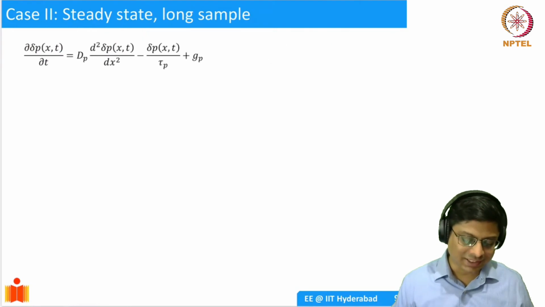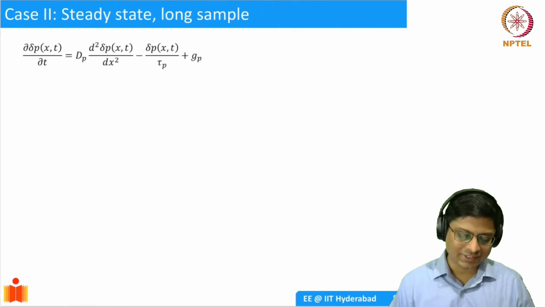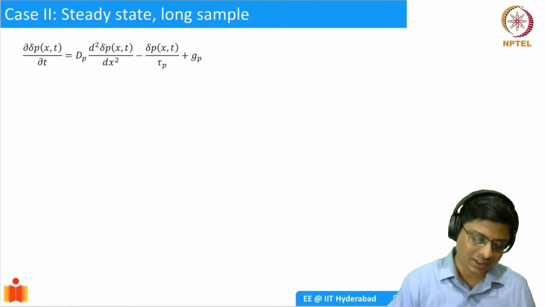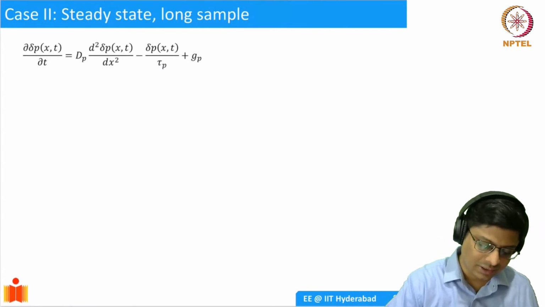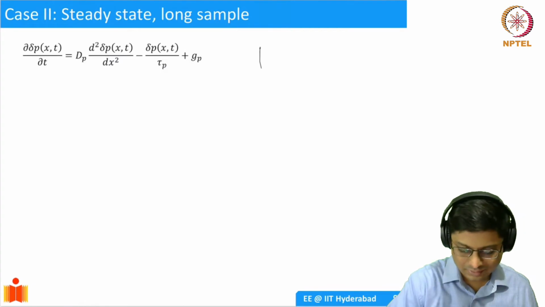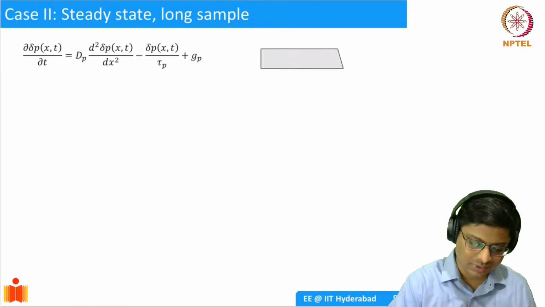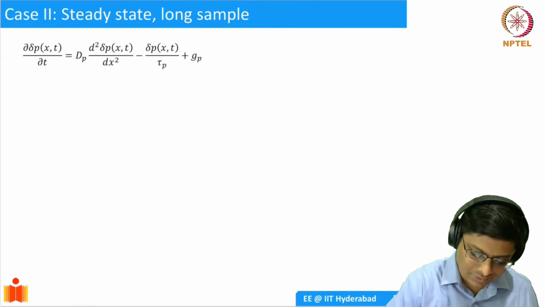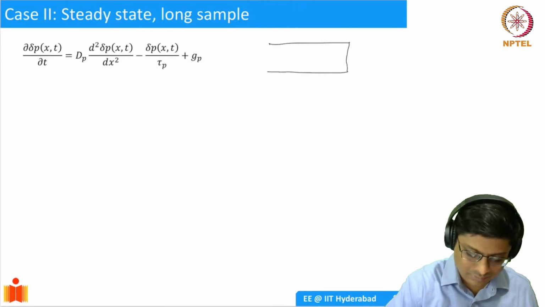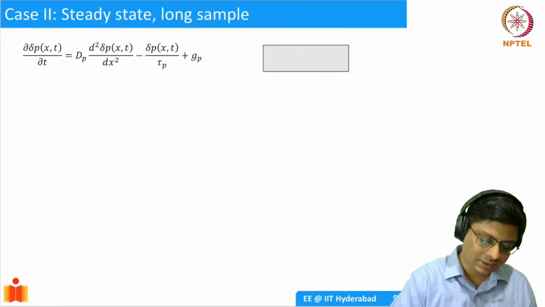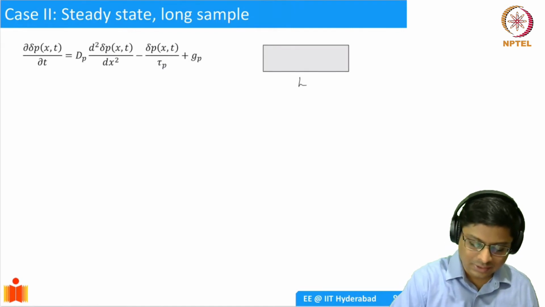Now let me take the second case, where my length of the semiconductor is large compared to the absorption length. So now I'll take a semiconductor which is long. Ouch, I wanted a rectangle. Let me do it one more time. Okay, so now my length L is going to be greater than L absorption.